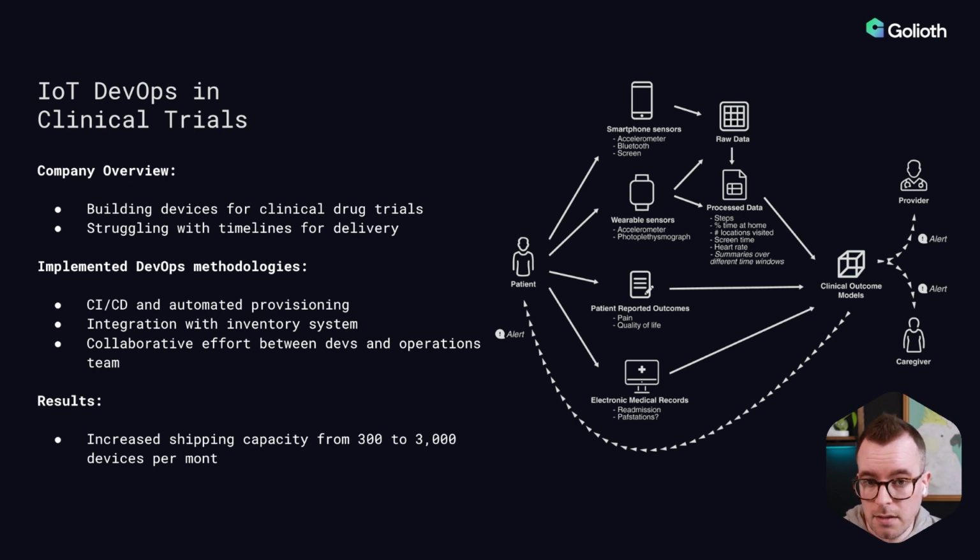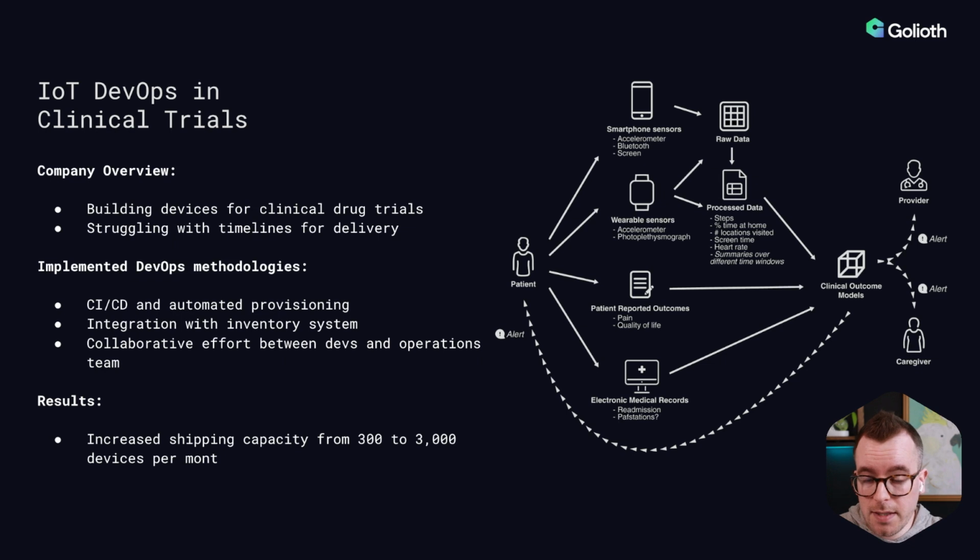And the operations team in a silo was trying to solve this by adding more people. But they implemented some DevOps-inspired methodologies, including not just CI/CD and automated provisioning, but taking it all the way to an integration with their inventory system. Their developers worked with their operations team to identify and develop a process that automatically customized the configurations on devices based on which customer it was going to, which customer is being shipped to.